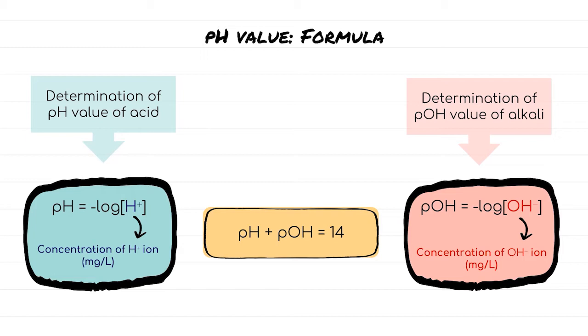If the question does not give the concentration of either hydrogen ion or hydroxide ion, we can use this formula to find pH or pOH. For example, if the question wants to find pH, we can use 14 minus pOH. And if we want to find the pOH value, we can use 14 minus pH.